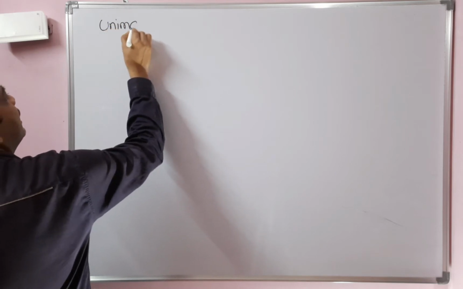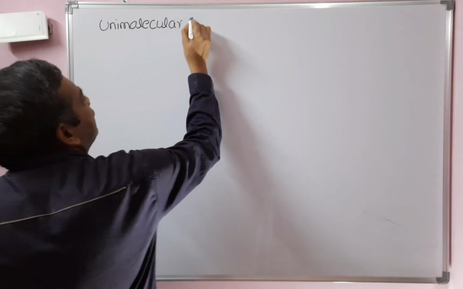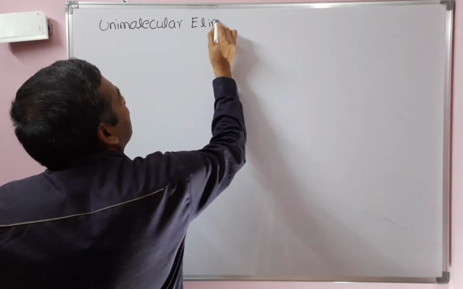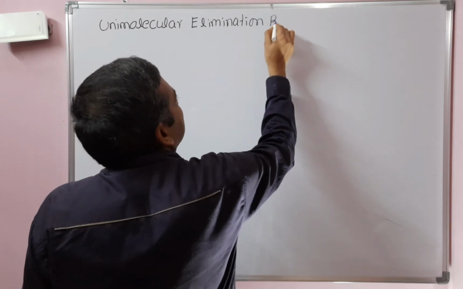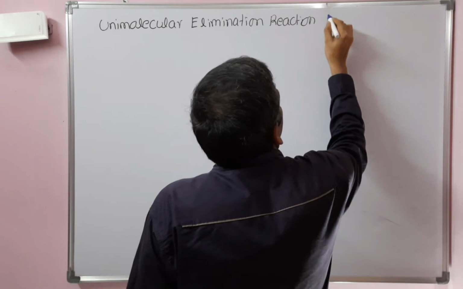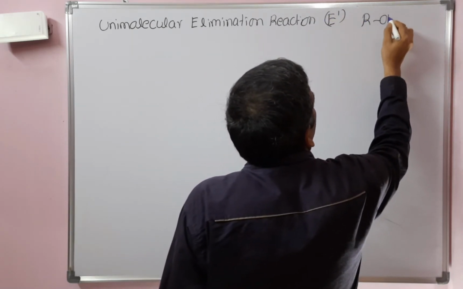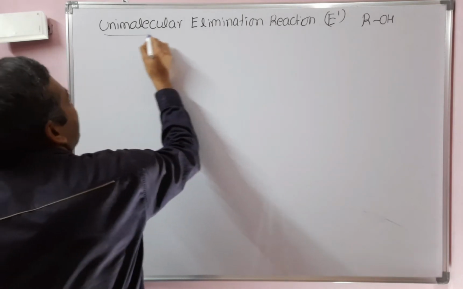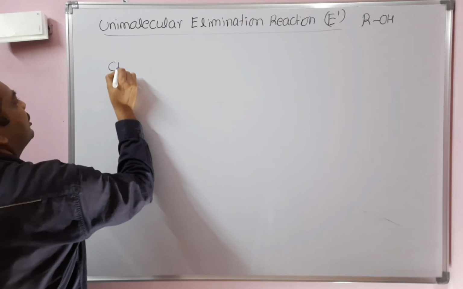Unimolecular elimination reactions with alcohols. All the alcohols we will discuss today. First example, see the first example, CH3.